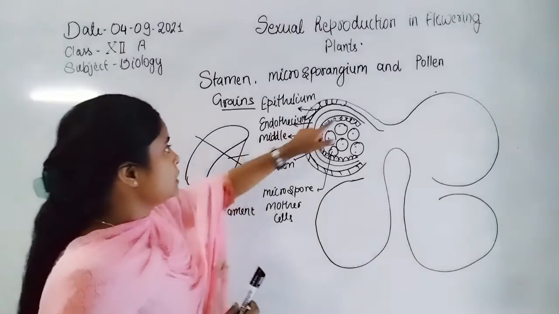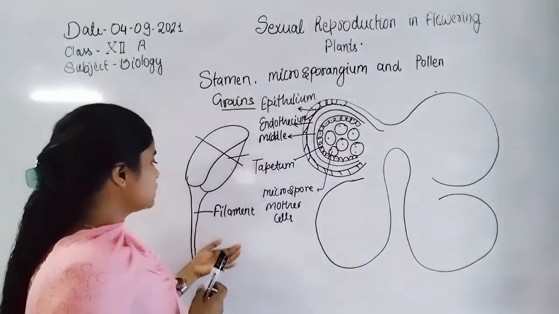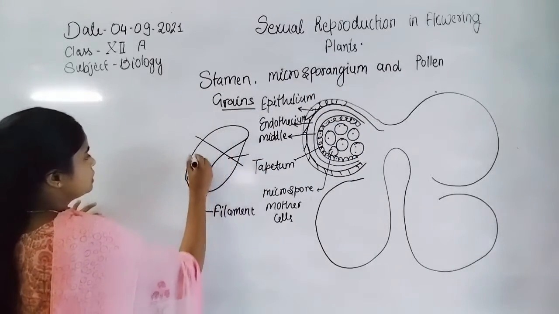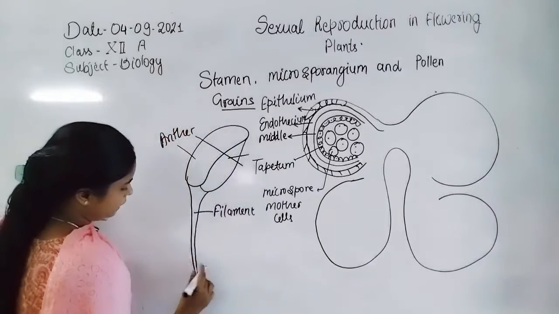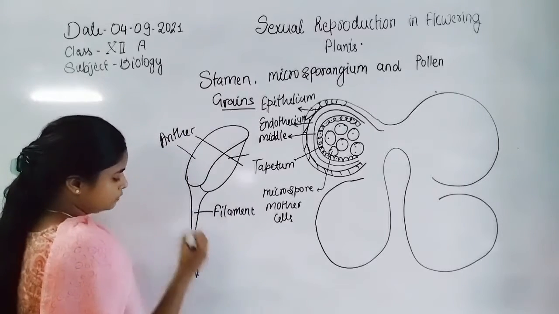Now, this is the microsporangium according to the topic. Here is the stamen, the structure of the stamen, which consists of the anther, and the anther is dithecous, a bilobed, dithecous anther.